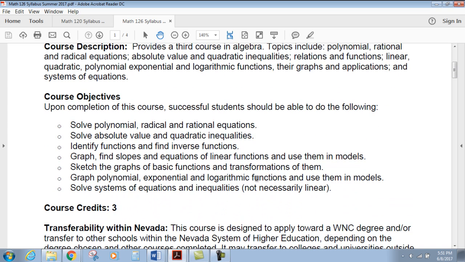Upon completion of this course, successful students should be able to do the following: solve polynomial, radical, and rational equations, solve absolute value and quadratic inequalities, identify functions and find inverse functions, graph, find slopes and equations of linear functions and use them in models, sketch the graphs of basic functions and transformations of them, graph polynomial, exponential, and logarithmic functions and use them in models, solve systems of equations and inequalities, not necessarily linear.